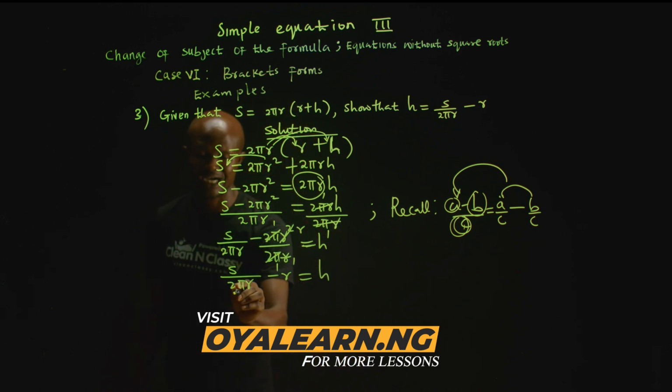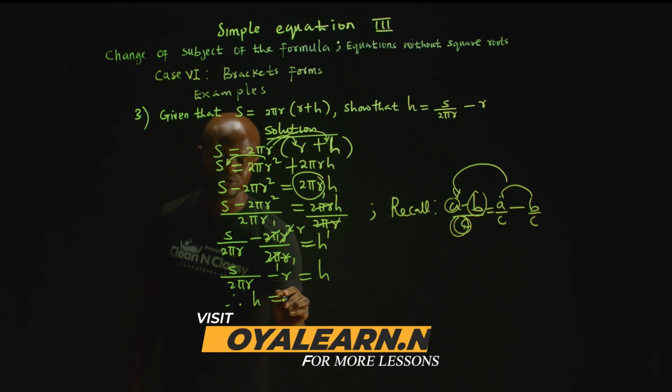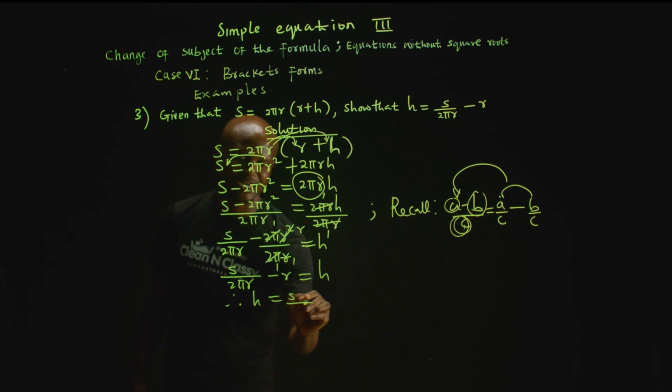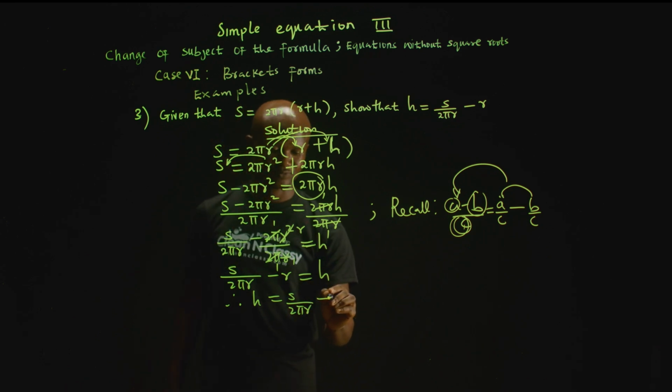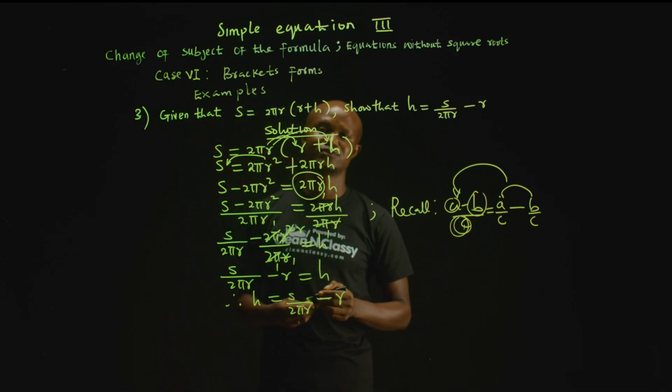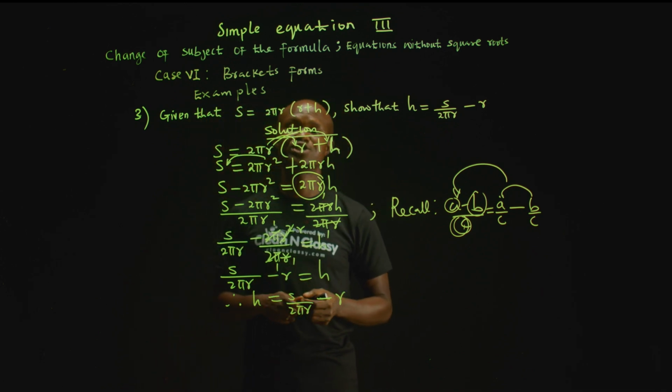We can now conclude that h equals S divided by 2 pi r minus r, which is the same thing as the given relationship that we have to show.